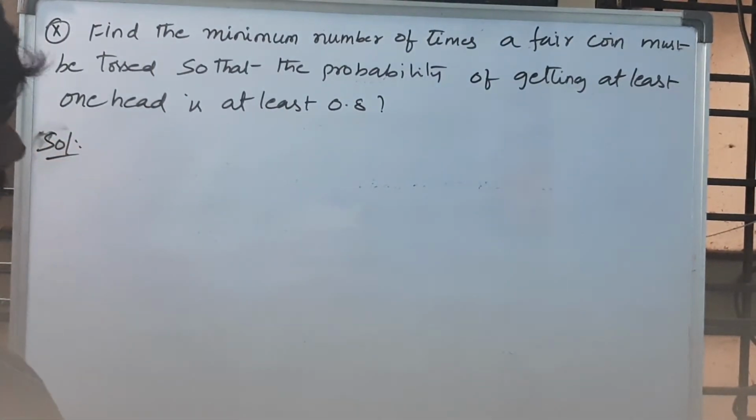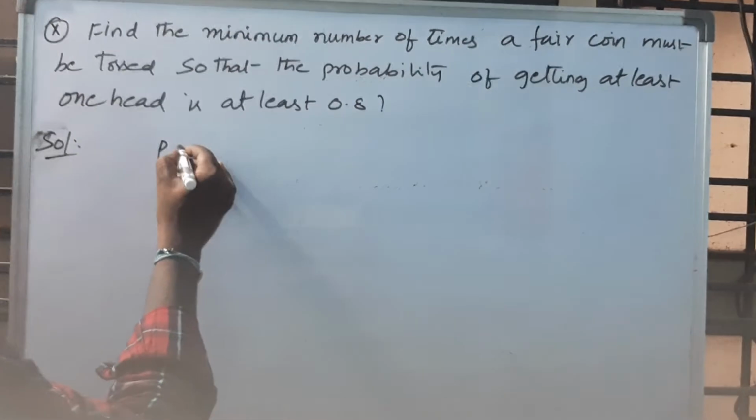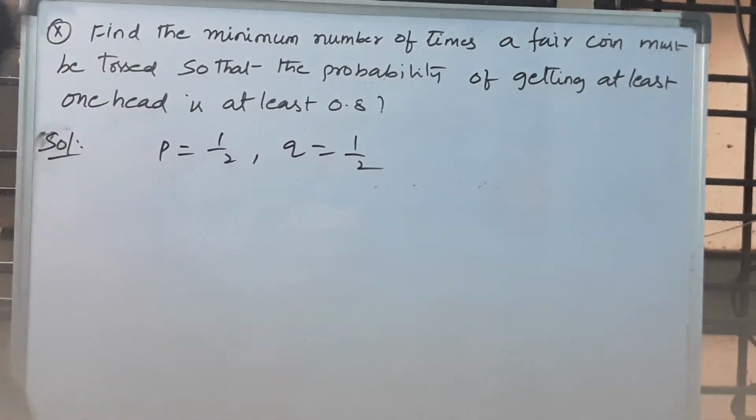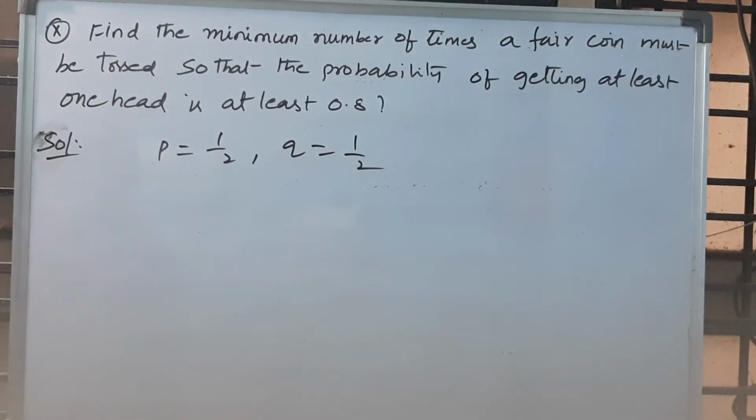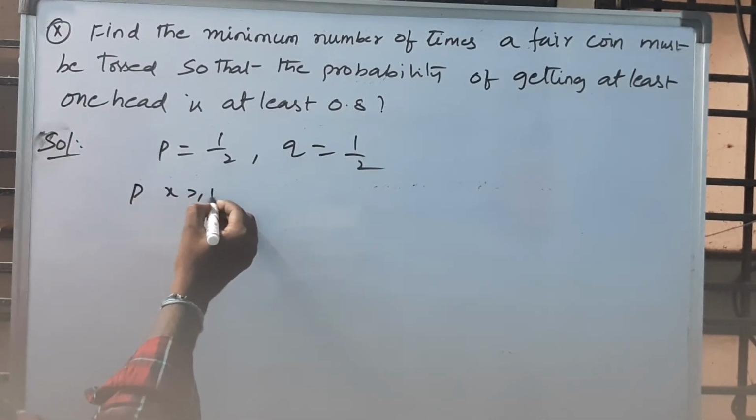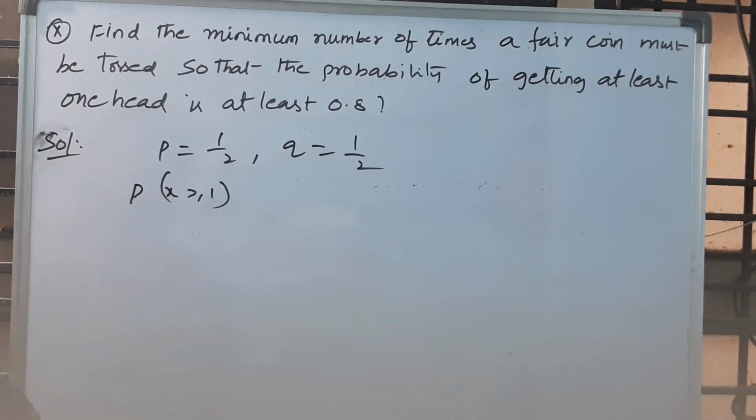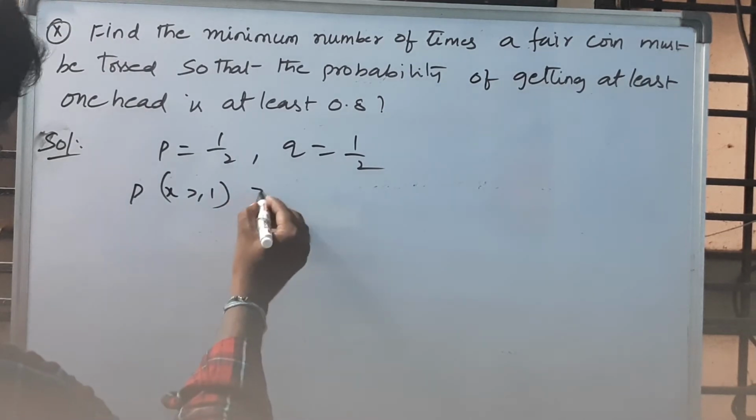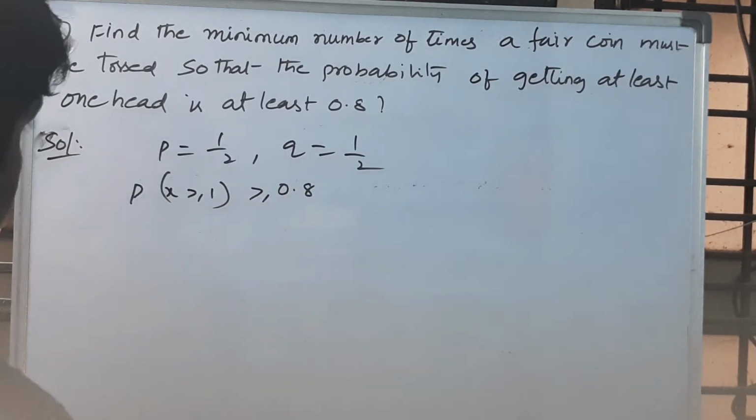Heads and tails. First thing, let us take P. Probability of head is 1/2. Probability of tail is 1/2. Okay? So what is P or Q on this one? So P of x greater than or equal to 1 is greater than or equal to 0.8.